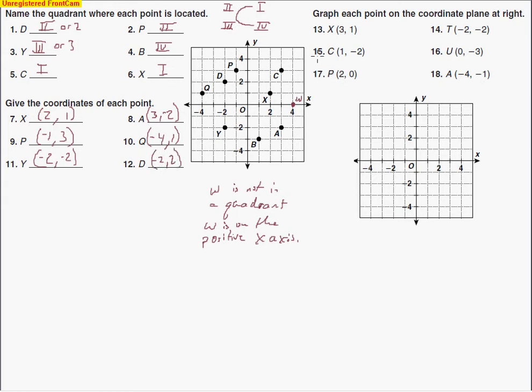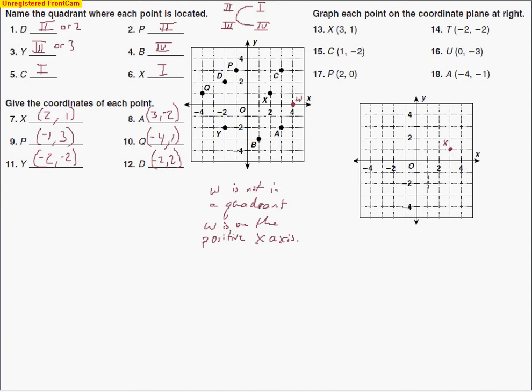Let's take a look at the last set of directions. It asks us to graph each point on the coordinate plane at right. Here we have 3, 1, and the point is X. So over 3, and then up 1, put the dot right there where those lines intersect, and then just write an X. And moving on to the next one, 1, negative 2. So over 1, but then down 2.